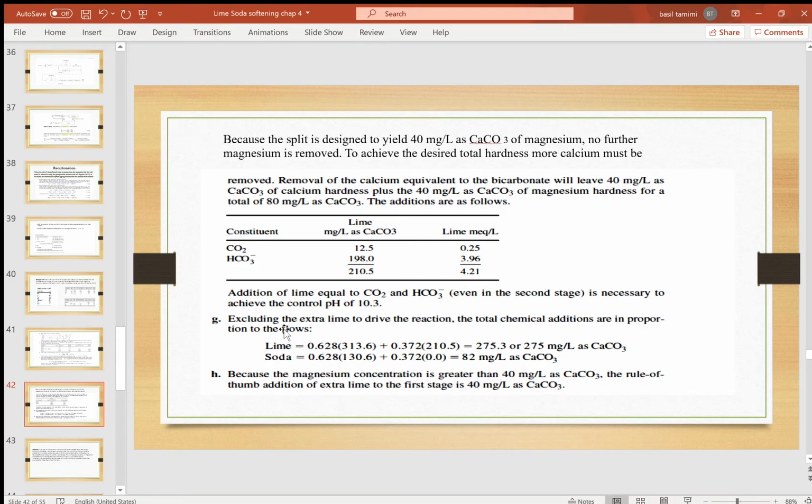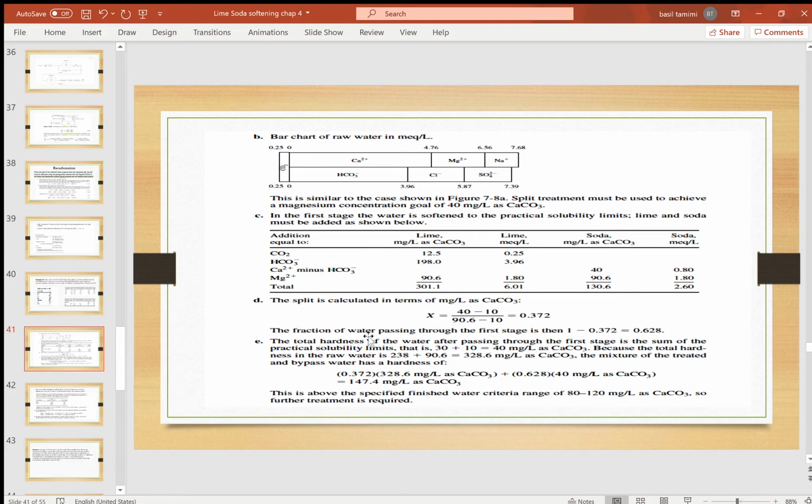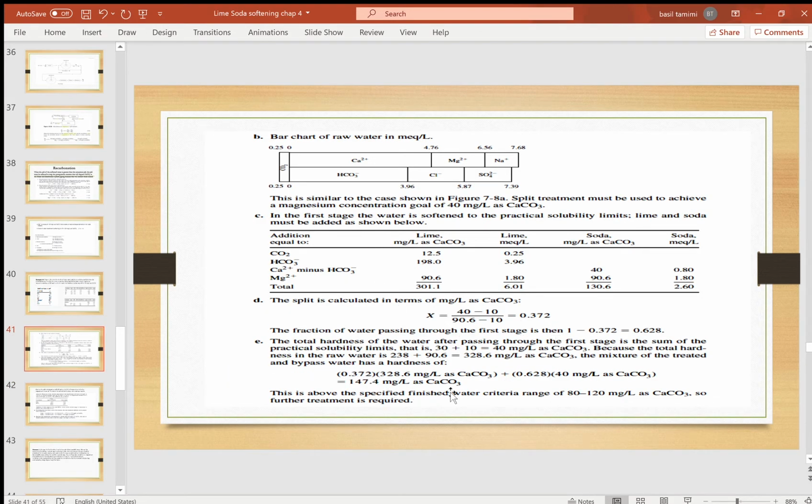Now, this is done. Okay? We calculated in further treatment what should be the quantity of lime. However, in the first stage, please remember, we calculated the hardness only. But here, with split treatment, we didn't quantify the amount of lime needed and the amount of soda ash needed in the first stage. So this is for the second stage, which is not a split treatment. This is the first stage where we checked just that the first stage is not fulfilling the requirement.